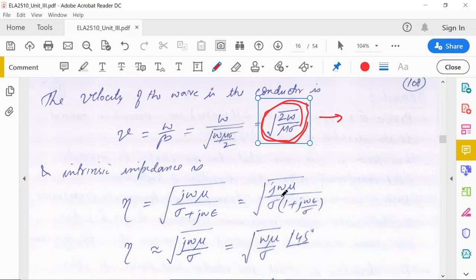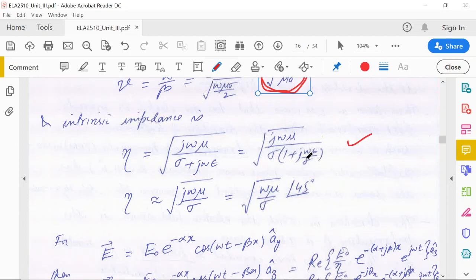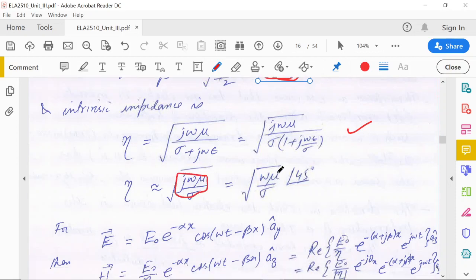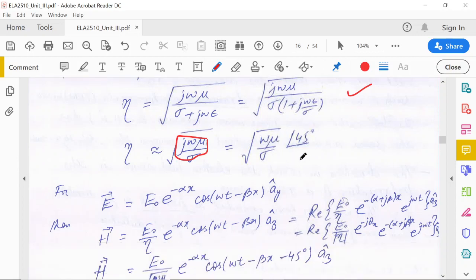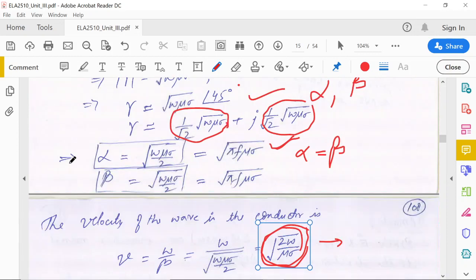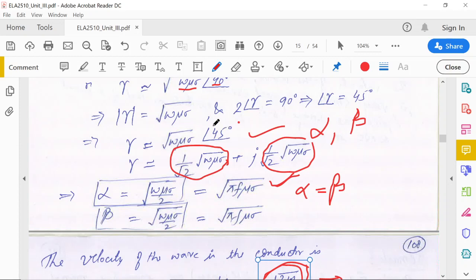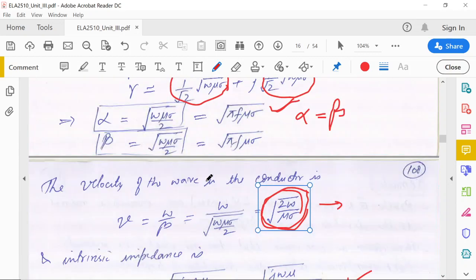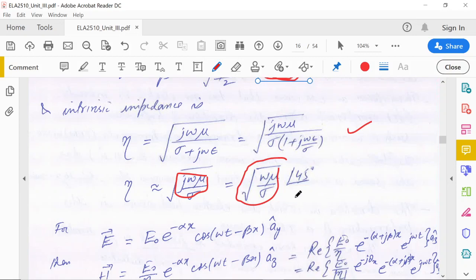Second, the intrinsic impedance is given by this factor. When this factor is neglected, it will be 0. Then you will have here j omega mu over sigma, and again this phase is 45 degrees. So eta equals under root omega mu over sigma at 45 degrees. So the phase of eta is 45 degrees, and this is the magnitude of the intrinsic impedance. So the intrinsic impedance is complex, and the propagation constant is also complex. Both have the same 45 degree phase.